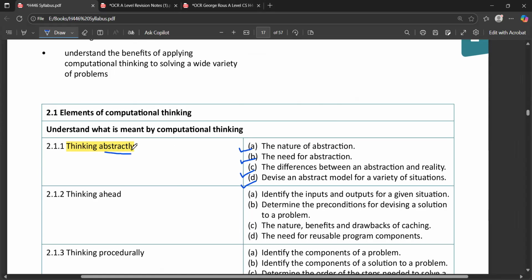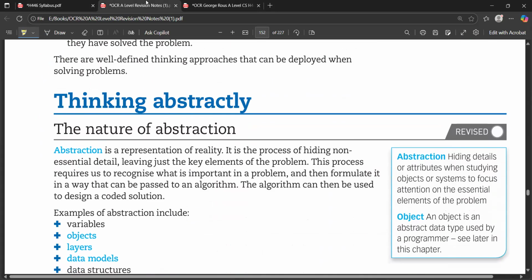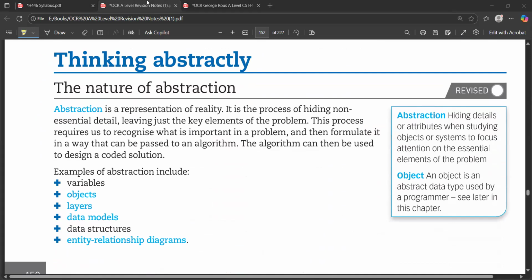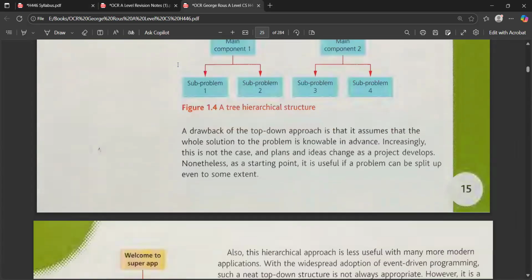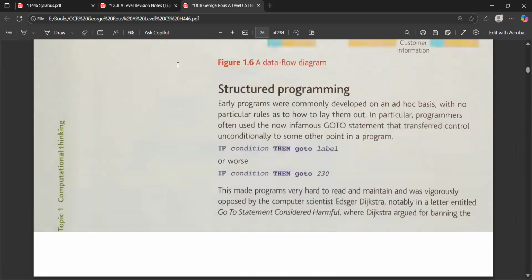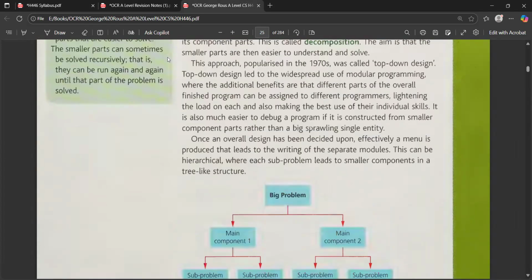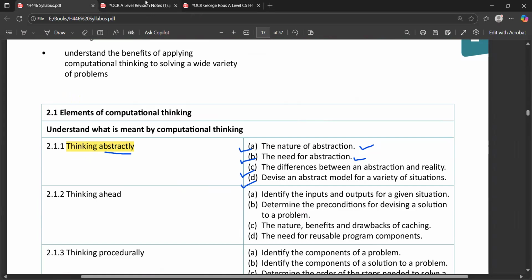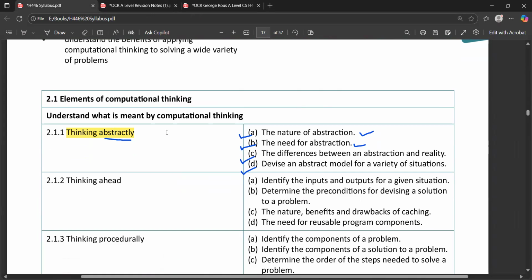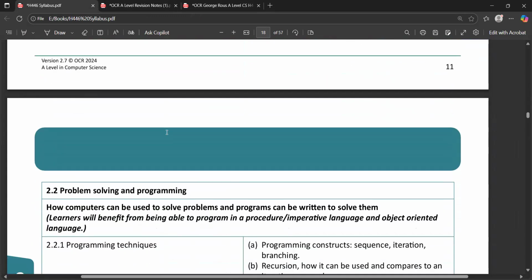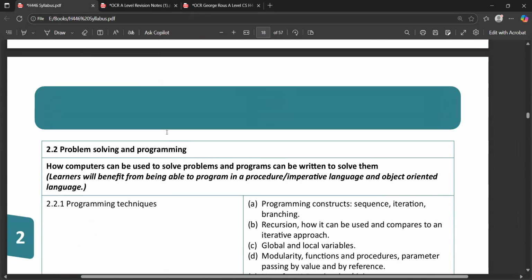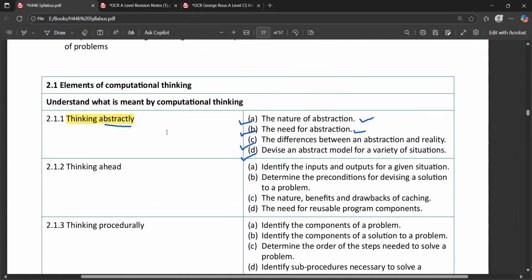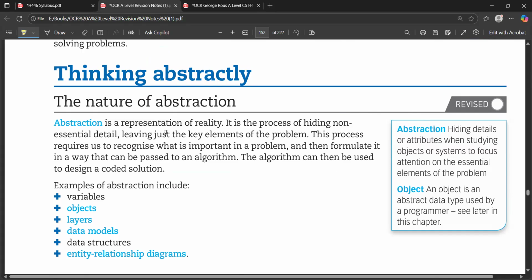think abstractly. Do you know what this is? Like, what is the need of abstraction, or what is the nature? Do you have any idea on this? Yeah, the nature of abstraction is the process of hiding non-essential detail, or removing any unnecessary bits, and you're focusing on the bits that you need. For example, you can organize things so that it will be easy for us to tell which one is needed and which one is not.